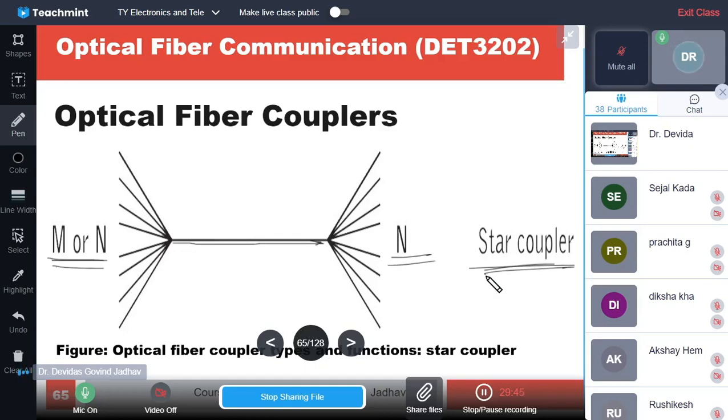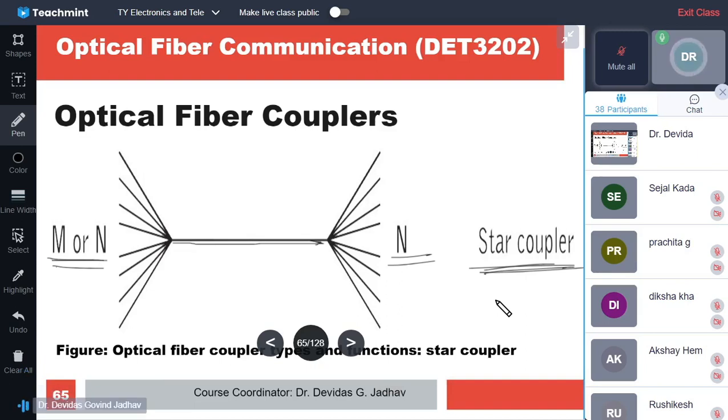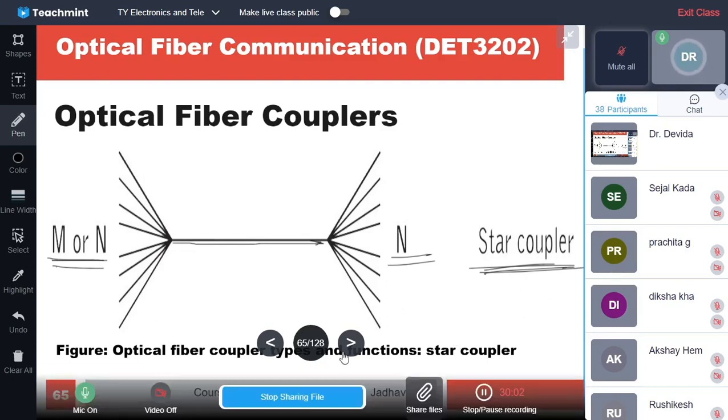This is called a star coupler, and it is useful in networks which use the optical fiber backbone infrastructure for networking, in computer networking. So this is a star coupler.